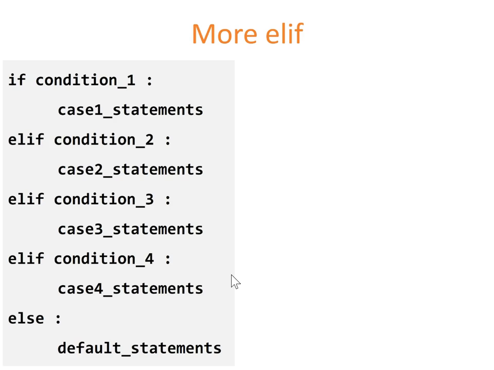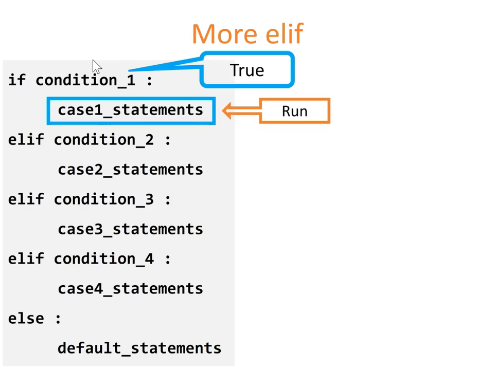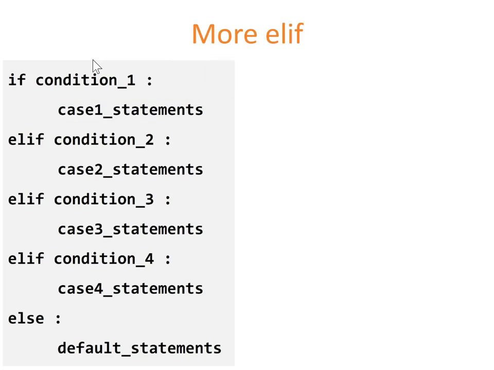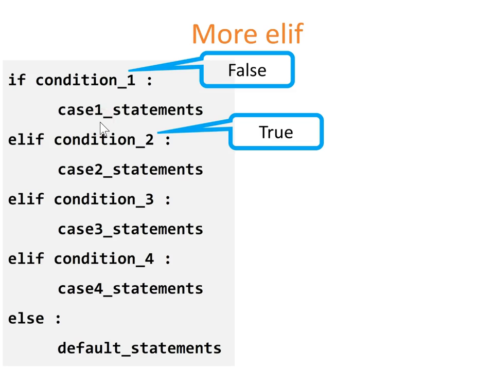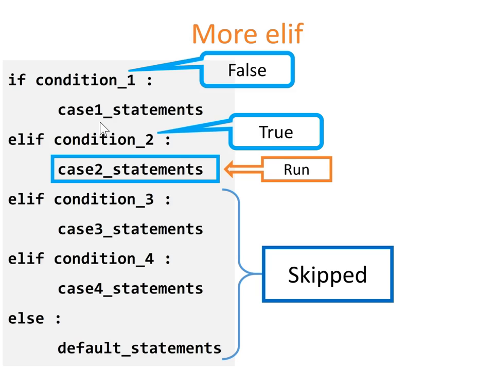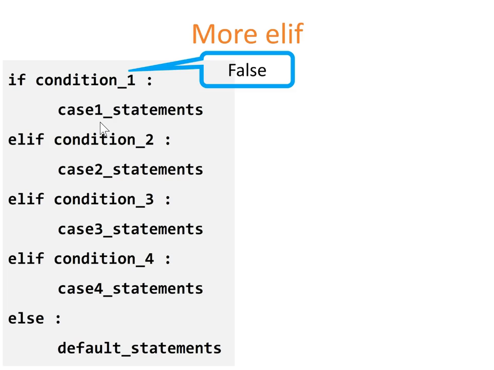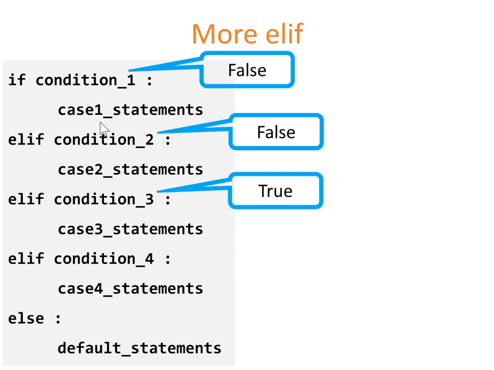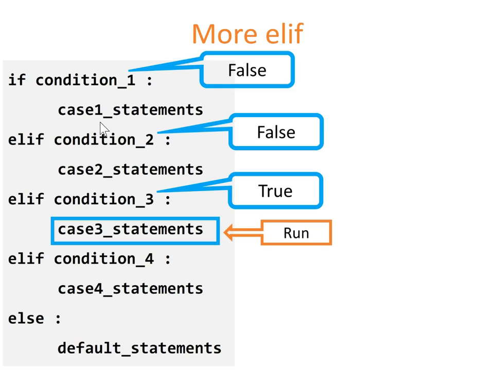Let's cover a bit more about elif. For elif, you can have as many as you like. How does the flow work? If condition 1 evaluated to be true, then you run the case 1 statement. All the rest are skipped. If your condition 1 becomes false, then you skip the case 1 statement. Then you check condition 2. If condition 2 is true, then you run the case 2 statement. All the rest are skipped. If the first 2 conditions are both false, you move on to check condition 3. If condition 3 is true, then you run the code under condition 3, which is the case 3 statement. All the rest are skipped.